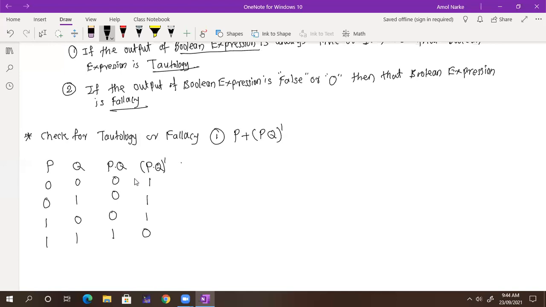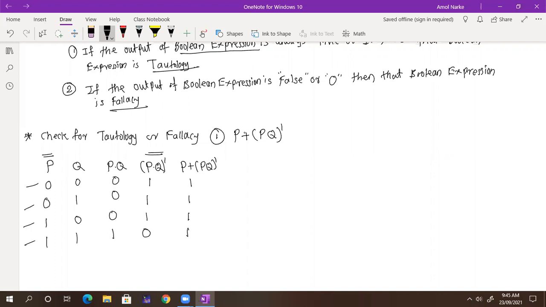And then you need to add P plus the negation of PQ. So we have this term and we have P. You need to add plus here. The plus is nothing but which gate? The OR gate. So this or this, what you are getting? 1, here also 1, here also 1, and here also 1. So what is my output here? My output is always true, whatever the combination I have. For all the combinations, my output is always true.